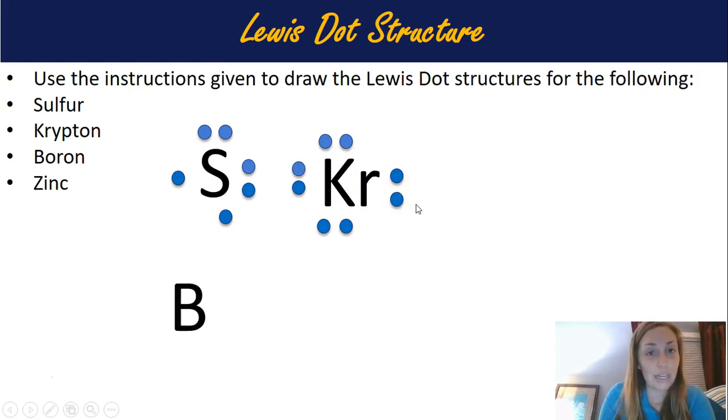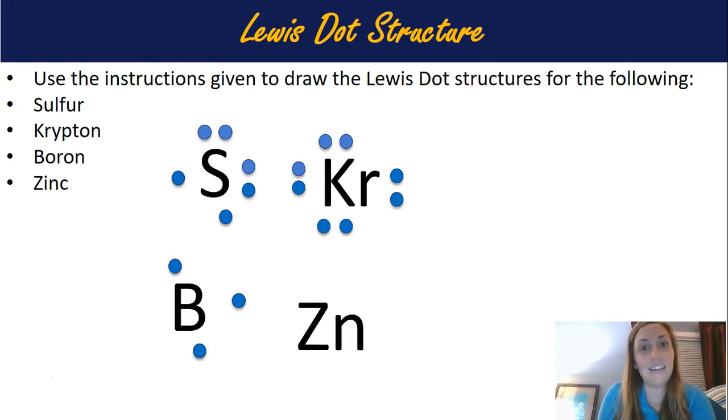Boron has 3 valence electrons, 1, 2, 3, and zinc is in that transition metal in the middle, the D block, so go with 2.